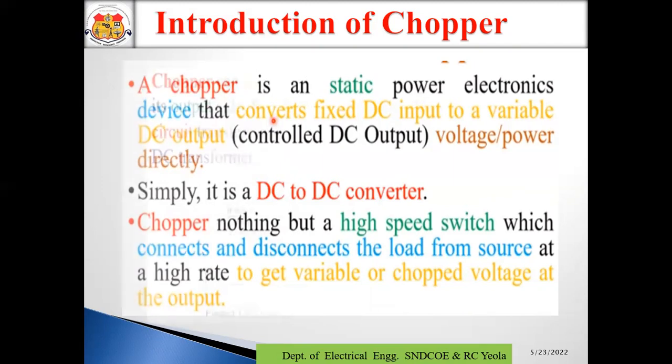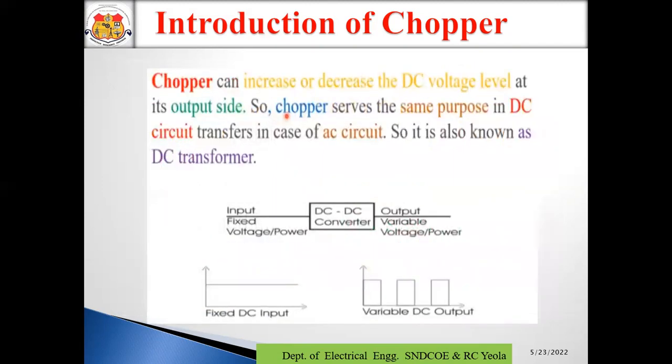It is a high speed switch, and chopper can increase or decrease the DC voltage level at its output side. So chopper serves the same purpose in DC circuits as a transformer in AC circuits. So it is also known as a DC transformer. So chopper is also known as a DC transformer.